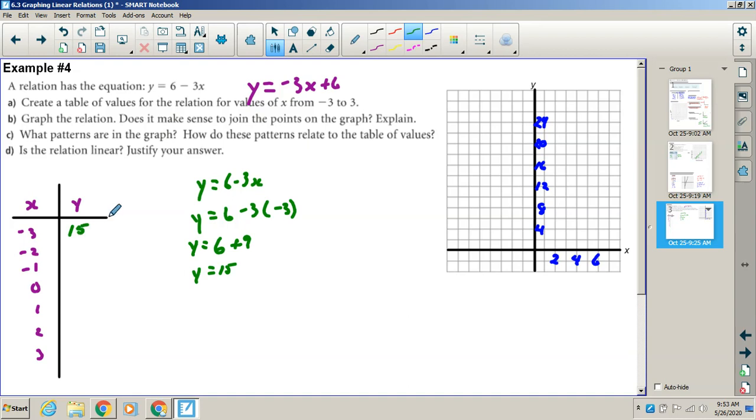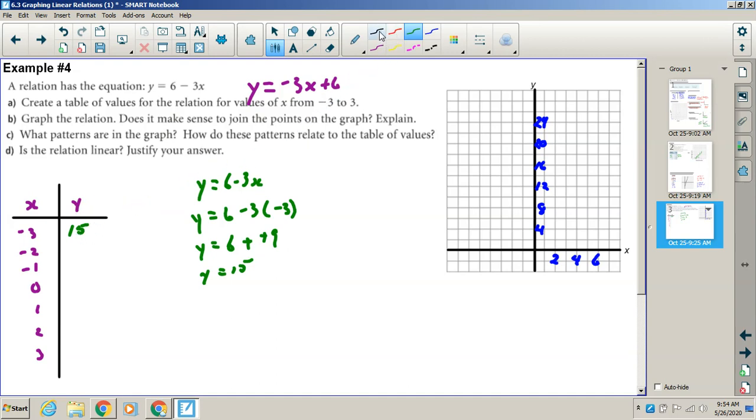Now, if you don't like that, let's do it this way. Let's look at it here. So in this one, you didn't like that, and you say, well, no, that's a subtraction sign, not a negative sign. So I have 6 minus, and if I go 3 times negative 3, that's negative 9. 6 minus negative 9 is positive 15. So either way you look at it, you're going to get 15 here for your y value.